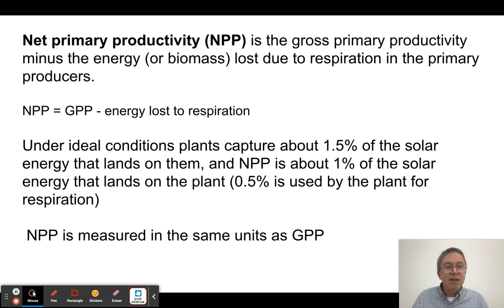So the way we write it mathematically is quite simple. NPP, so that's the net, is equal to the GPP minus however much was lost through the plant's own respiration. Think of it this way: under ideal conditions, about 1.5% of the light energy that hits the surface is captured as GPP by the plants. But they've got to live, right? They've got to eat this energy that they've been capturing. So it turns out about 0.5% is used up by plants to respire, leaving 1% left over. That 1% is called the net primary productivity, or NPP, of the system.